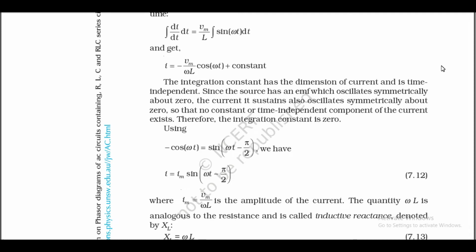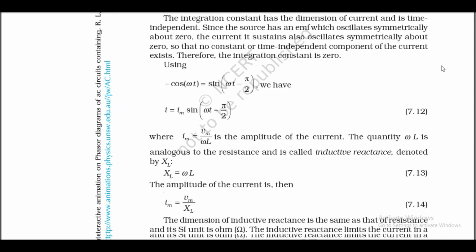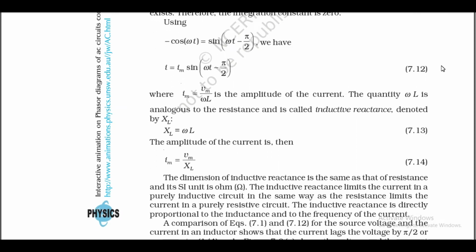Since the source has an emf which oscillates symmetrically about 0, the current it sustains also oscillates symmetrically about 0, so that no constant or time independent component of the current exists. Therefore, the integration constant is 0. Using −cos ωt = sin(ωt − π/2), we have i = im sin(ωt − π/2), where im = Vm/ωL is the amplitude of the current.